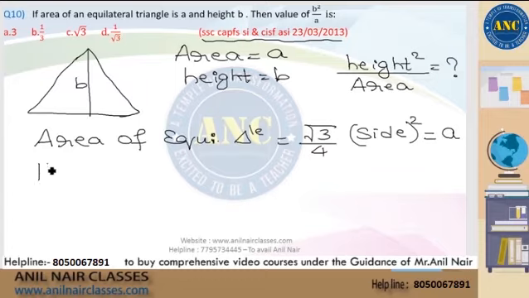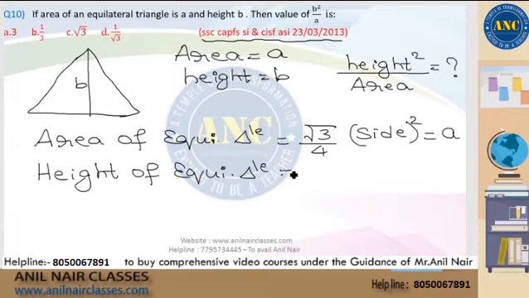Now height. What is the height of an equilateral triangle? We have seen that in the basic understanding of triangles, quadrilaterals and all those things. There we found that the height of an equilateral triangle is root 3 by 2 into side. But in the question the height is given as small letter B. Now I need height square, that means I should square this B value.